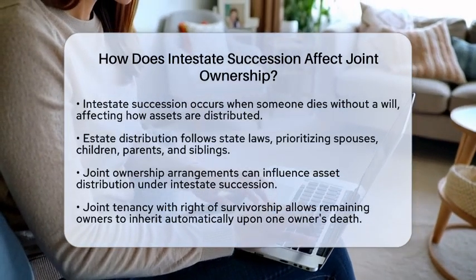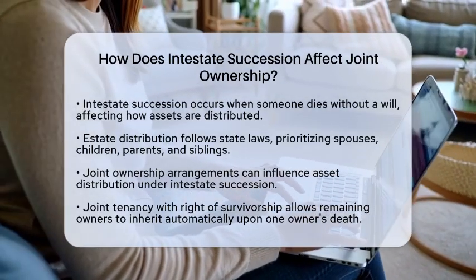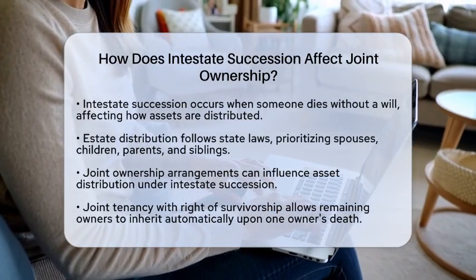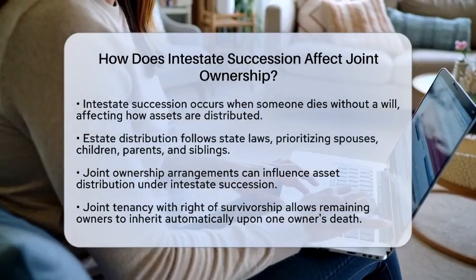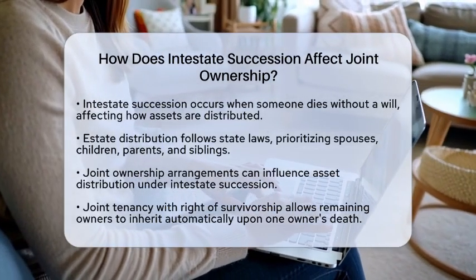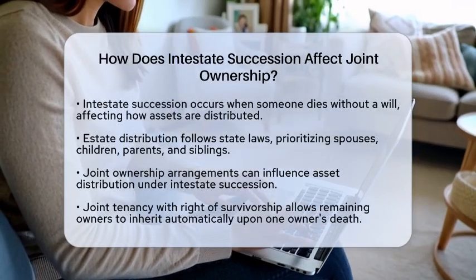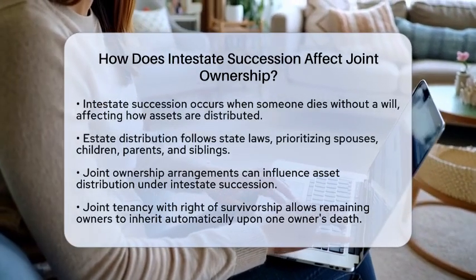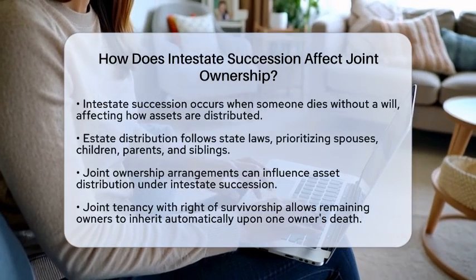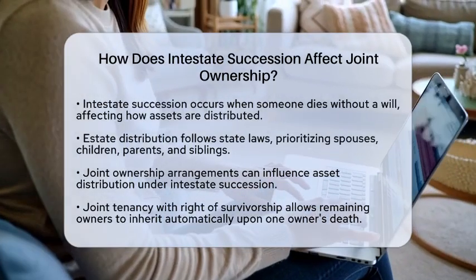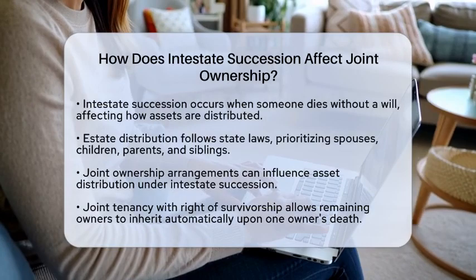When someone dies without a will, their estate is distributed according to the laws of the state where they lived. These laws vary, but they generally prioritize spouses, children, parents, and siblings in that order. Now, if you have joint ownership of property, this can change how your assets are passed down.